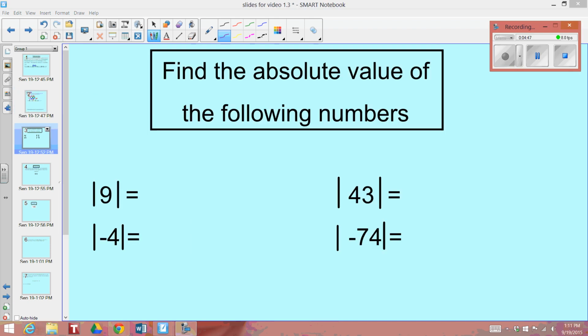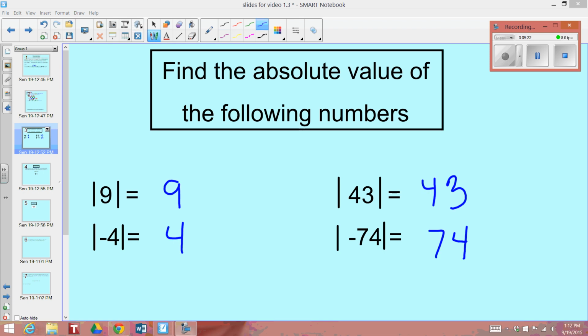How about you give it a try? Why don't you press pause on this video and find the absolute value of the following numbers. What is the absolute value of 9? What is the absolute value of 43? What is the absolute value of negative 4? And what is the absolute value of 74? Remember, absolute value is defined as how far away is this number from 0. Okay, press pause, try it on your own, and then when you press play, the answers will appear.